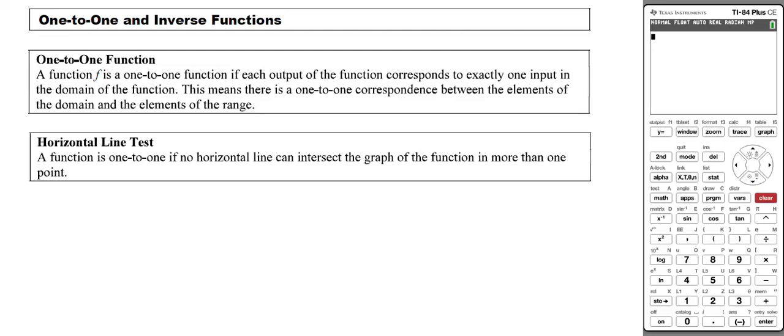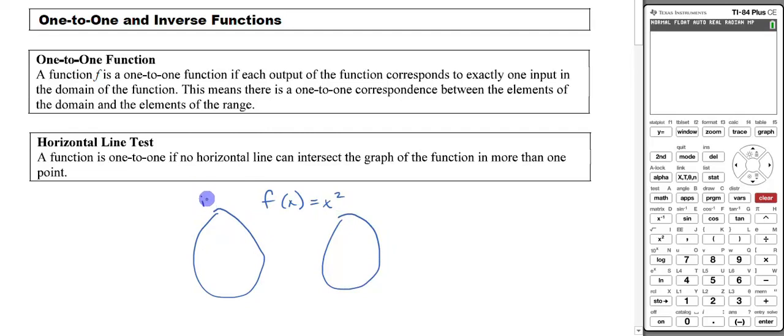One-to-one and inverse functions. Let's start off with the definition of one-to-one functions. A function f is one-to-one if each output of the function corresponds to exactly one input in the domain of the function. This means there is a one-to-one correspondence between the elements of the domain and the elements of the range. In other words, we could have a function like f of x equals x squared, where we have a set of inputs being mapped to a set of outputs.